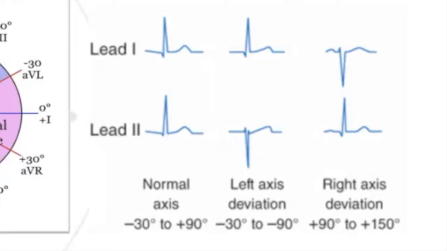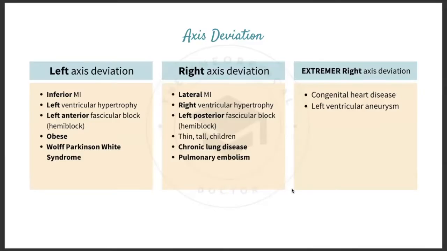So again, to determine the axis deviation, just look at lead 1 and lead 2. So I know it can be really confusing. It's okay, pause the video, go through again slowly and practice it. Always follow the thumb that is pointing upwards. What is the normal axis, left axis deviation, right axis deviation.